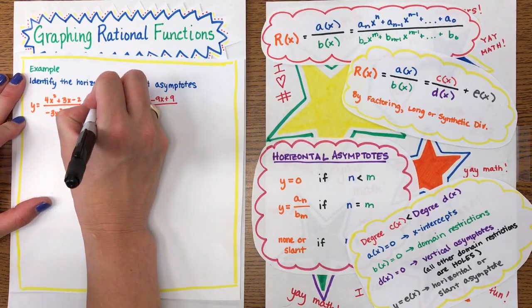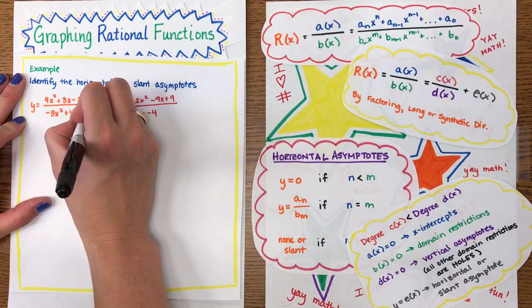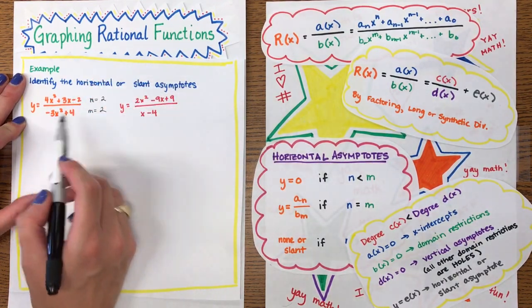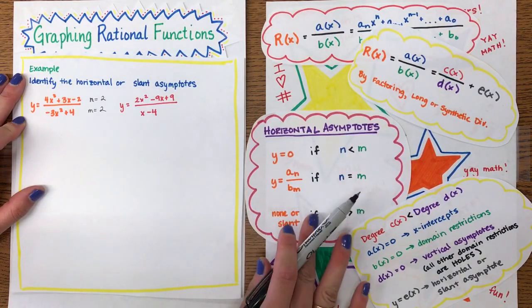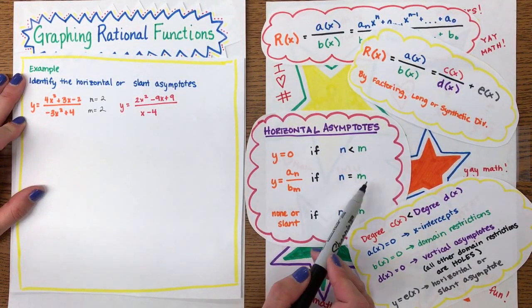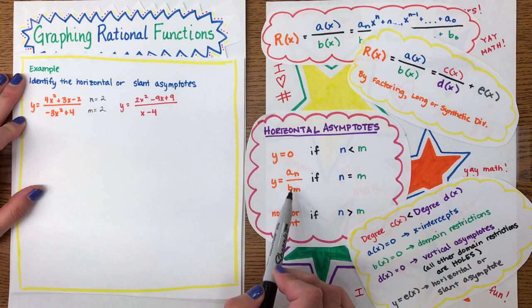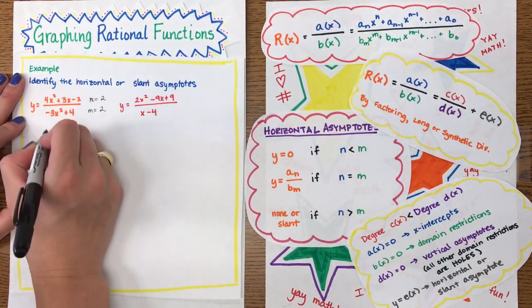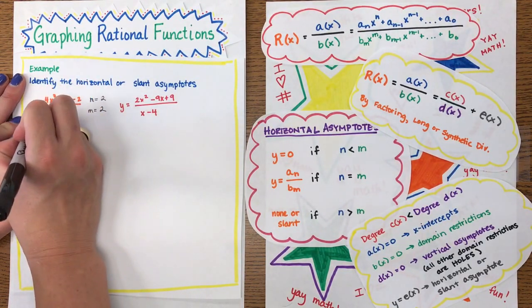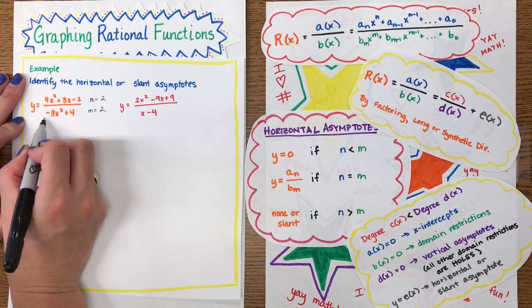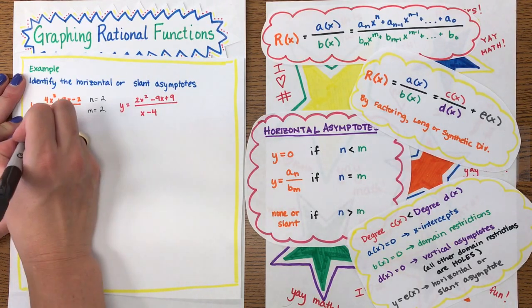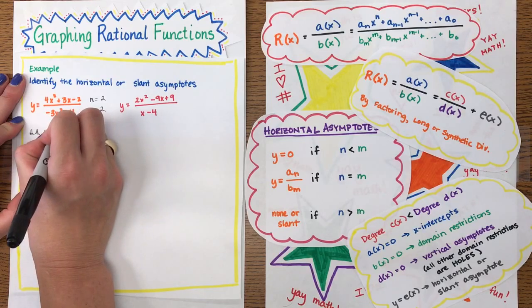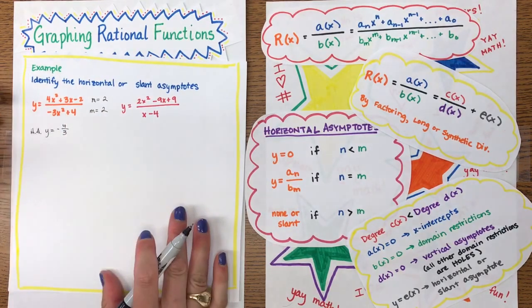The degree of the numerator is 2 because I have an x squared term, and the degree of the denominator is also 2 because I have an x squared term. So the degrees of the numerator and denominator are equal, and I'm going to take the ratio of the leading coefficients. The leading coefficients, a sub n is going to be 4, and b sub m is going to be negative 3. So my horizontal asymptote becomes y is equal to negative 4/3.